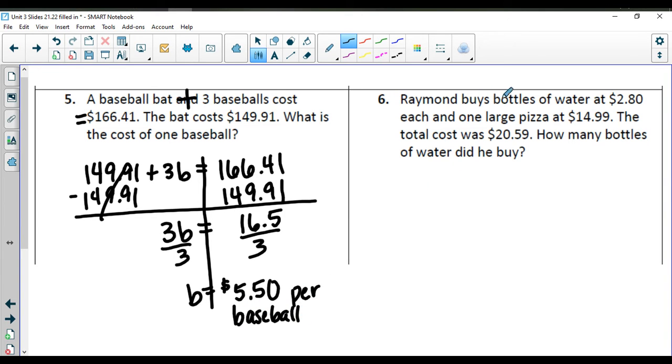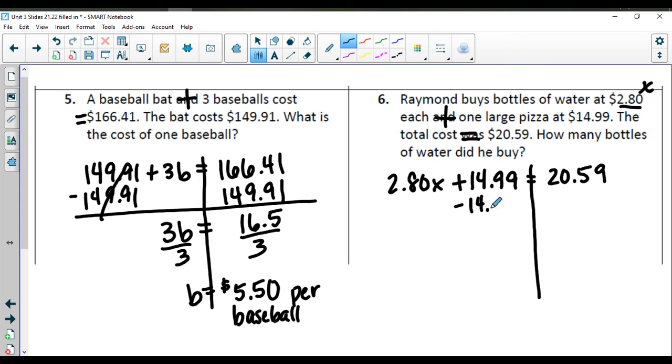Question number 6: Raymond buys bottles of water at $2.80 each and 1 large pizza at $14.99. And large pizza, so we're getting multiple of these. These will get the X. Total cost, so there's my equals number. So we have 2.80x for the water bottles plus $14.99 for the pizza, and his total was $20.59.